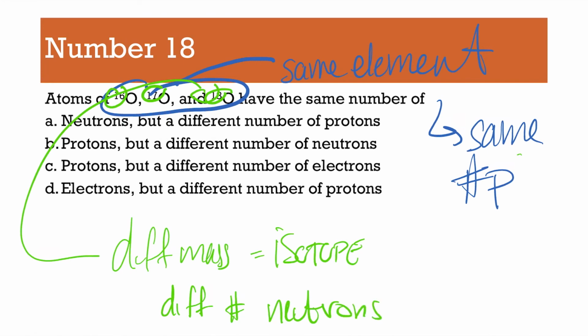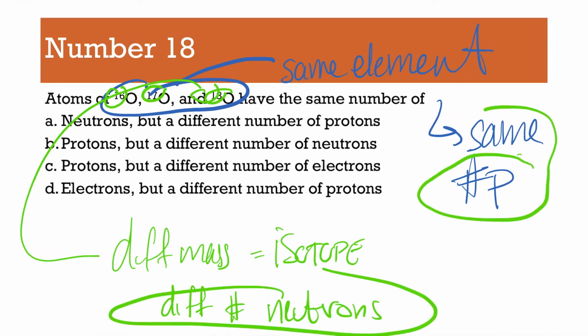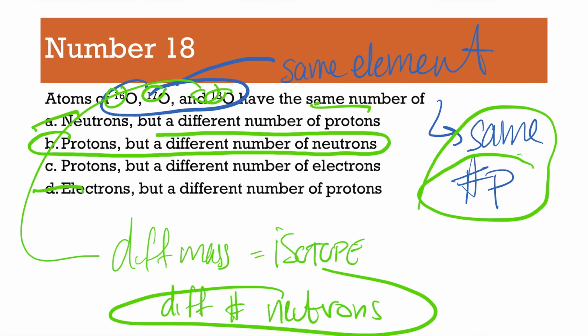So you have the same number of protons, so you can get rid of A and D, but a different number of neutrons. That's what gives you the different mass, the different neutrons. Remember, electrons, we haven't changed them yet, and their mass is so tiny we can ignore it, so changing the electrons does not change the mass. That's what an isotope is, though. It's same element, so same number of protons, different mass because the number of neutrons changed.